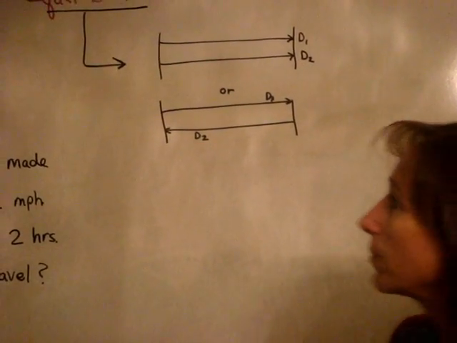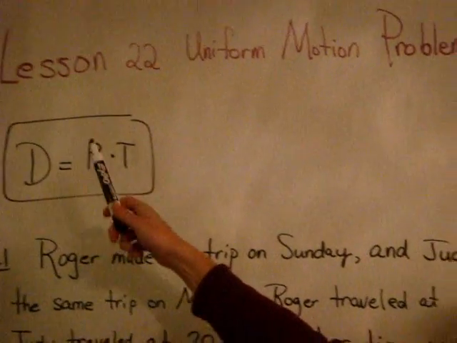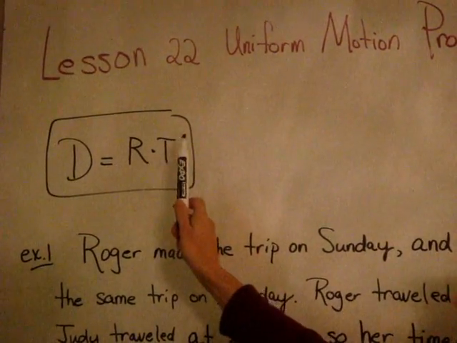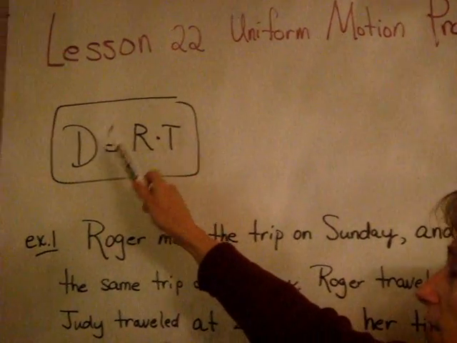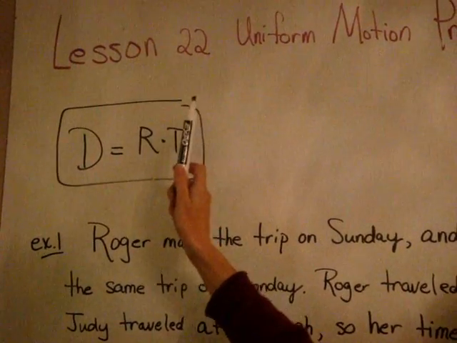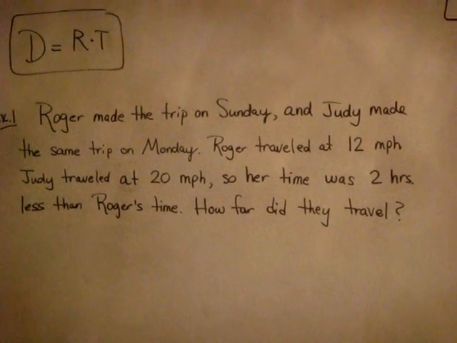The basic thing you have to remember is the distance formula right here. You need to memorize this. Distance equals rate times time. We'll use this over and over all year. Just keep that in your head. Distance equals rate times time. So let's look at our first problem, example 1.